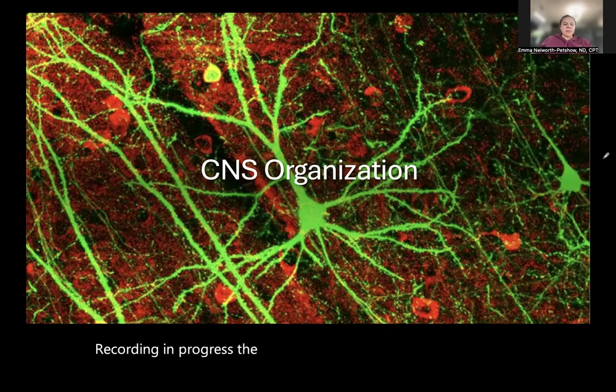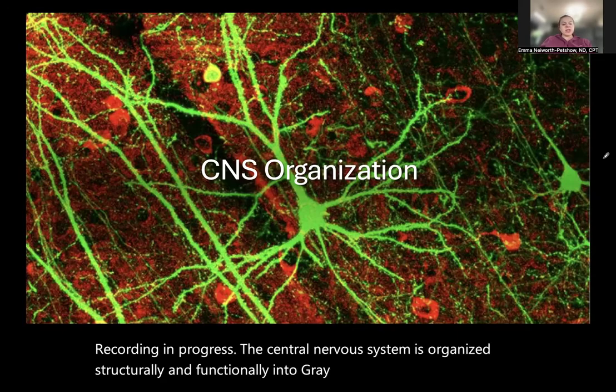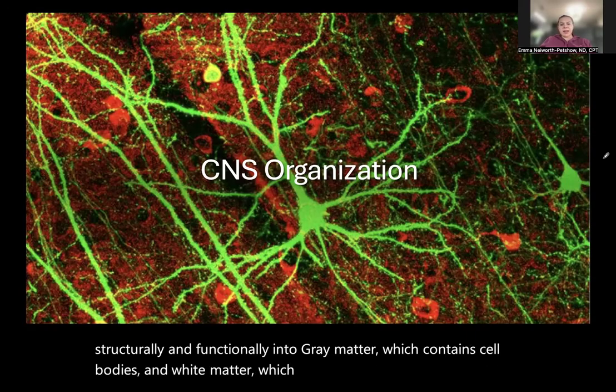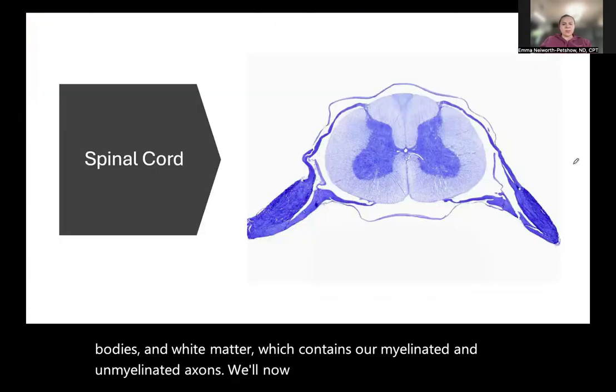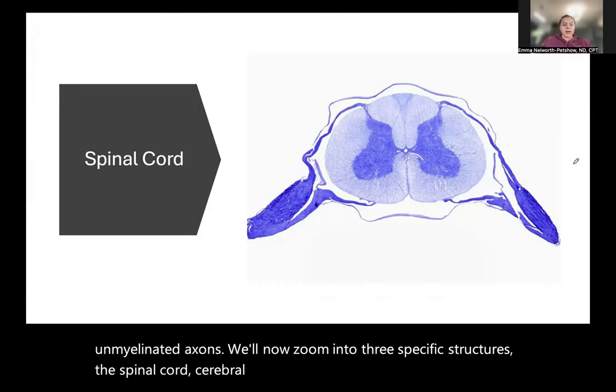The central nervous system is organized structurally and functionally into gray matter, which contains cell bodies, and white matter, which contains our myelinated and unmyelinated axons. We'll now zoom into three specific structures: the spinal cord, cerebral cortex, and cerebellar cortex.